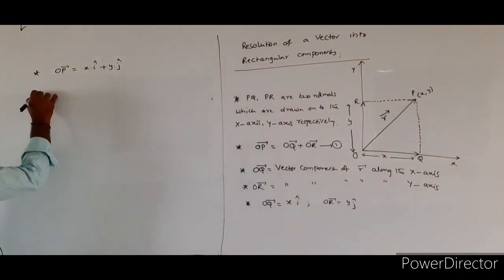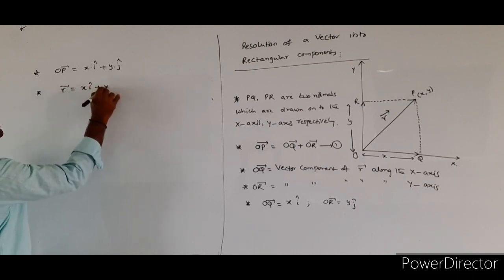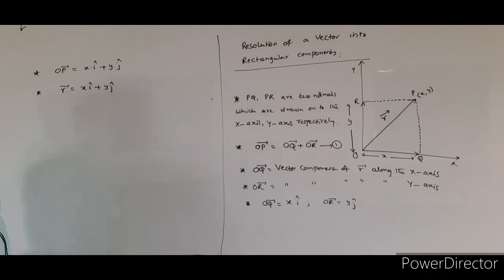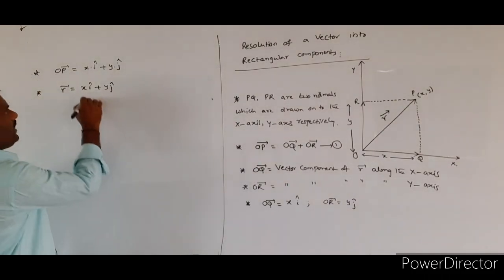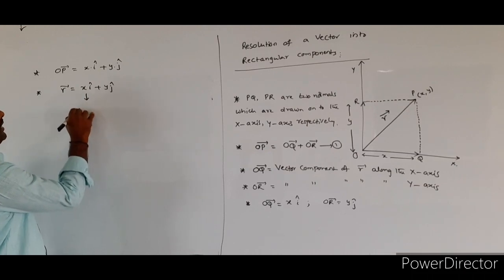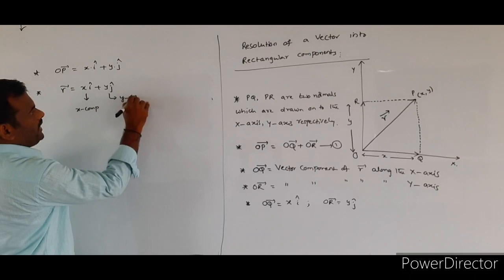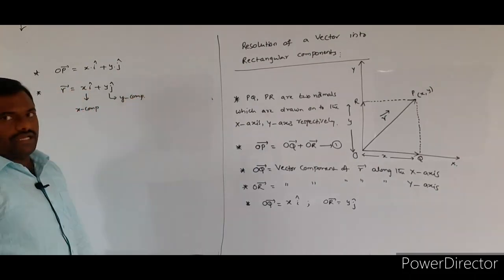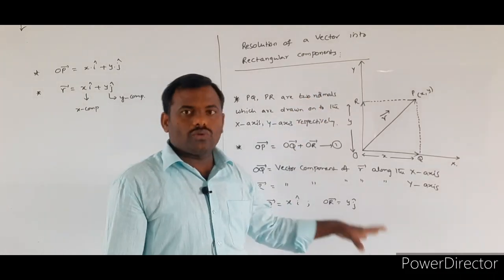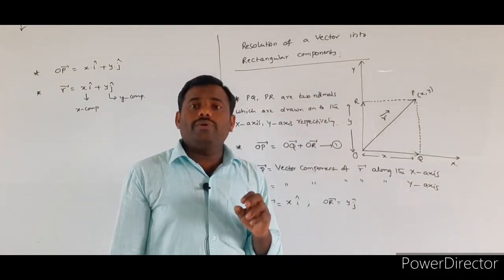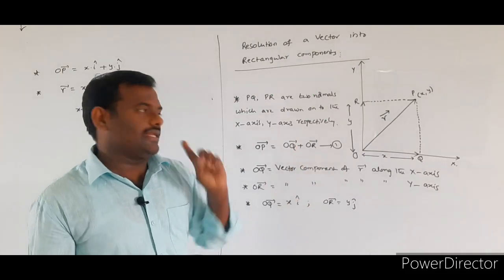Therefore, position vector r bar is equal to xi plus yj. Here xi is indicating the x component, and yj is indicating the y component of the given vector. Like this we have to get the rectangular components of a given vector.